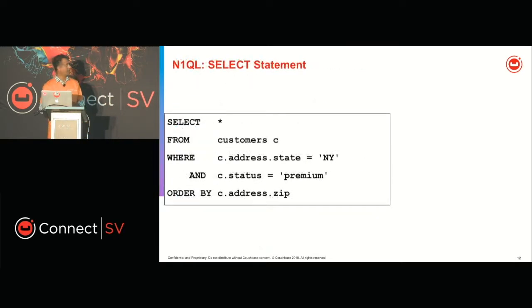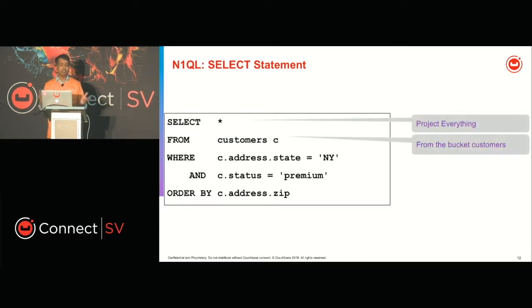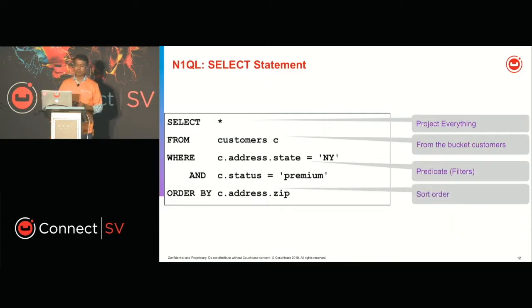Let's look at the simple select statement for the newbies. Select star projects everything just like your select statement. The from clause specifies the buckets you are selecting from, the where clause specifies the predicates, and the order by specifies the sort order. This could be a standard statement in a standard relational database as well. So this works exactly like SQL.